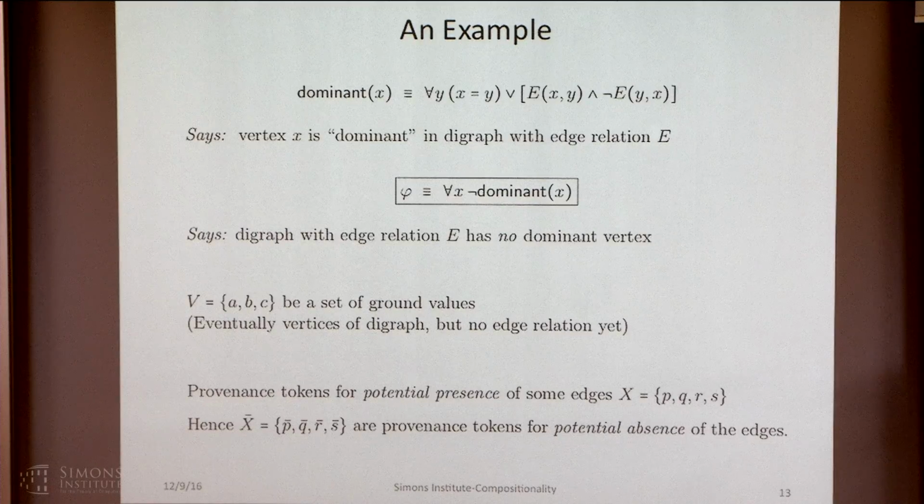Okay, so then I take the sentence, and just for fun, I'll consider also its negation: for all x, there's no dominant vertex. And these examples can get pretty big, so I'm just going to consider a very small set of 3 ground values. So this is about graphs with just 3 vertices. And I'm going to use some provenance tokens. And remember, the provenance tokens will be for facts like E of, say, A and B. And therefore, they are going to be for the presence of some edges, these ones, and these ones for the absence of some edges. But I'll use the word potential here because in this provenance analysis, I will actually track both. And then I'll make sure that I'll never actually assume both the presence and the absence of the same edge.